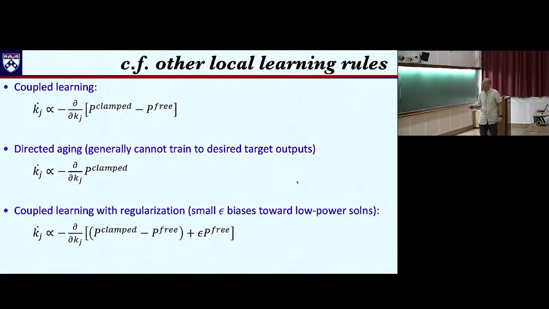Another one I'll come back to later is to take advantage of this coupled learning scheme, generalized a little bit to minimize power dissipation. So we could add in a small amount of free power here and treat this as our local rule. If we do that, and if epsilon is small, we'll minimize both, we'll strike a nice happy medium, and we'll learn our task, and we'll also minimize the cost it takes to run the circuitry. So that's a cool thing that we can do.